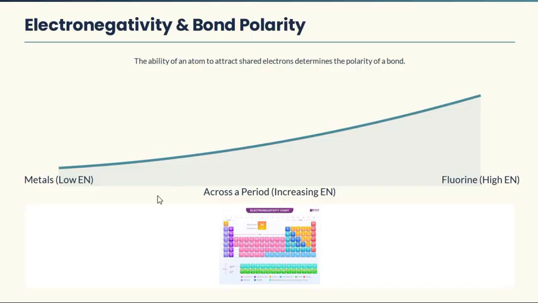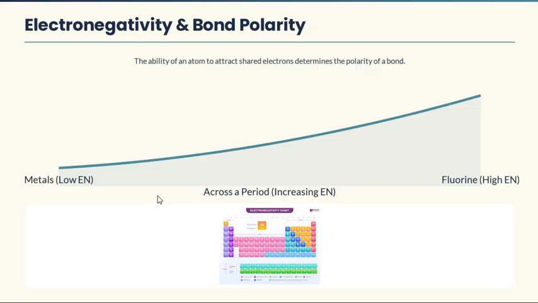There's a lot more, like van der Waals, hydrogen bonds. There's also, let's see, hydrogen bonds. There's a lot of other bonds.